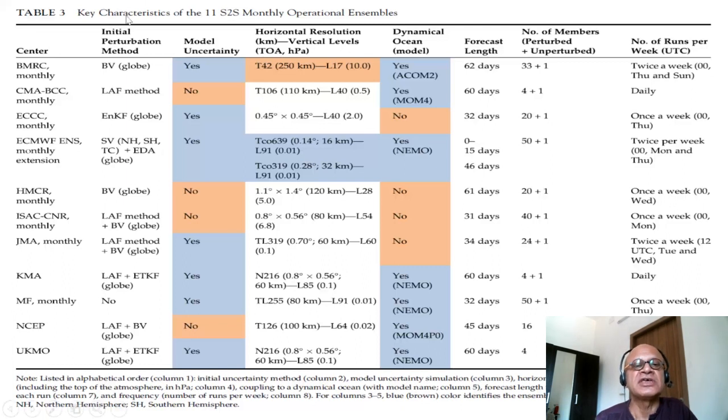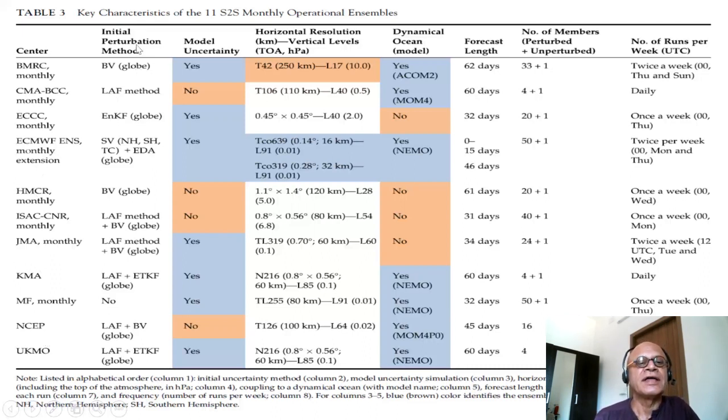So these are the key characteristics of the 11 S2S monthly operational ensembles, just alphabetically listed: Australia, China, Europe, and so on. This is the Russian one. Italian, Japanese, Korean, and so on, US.